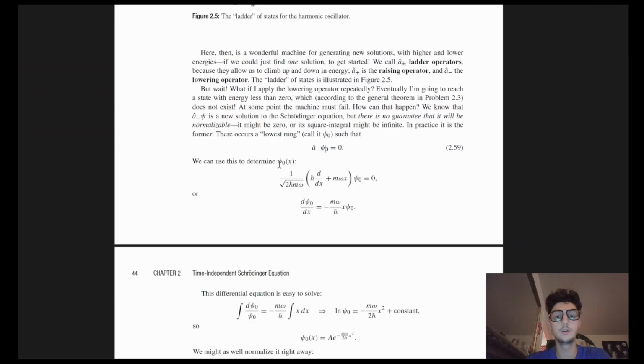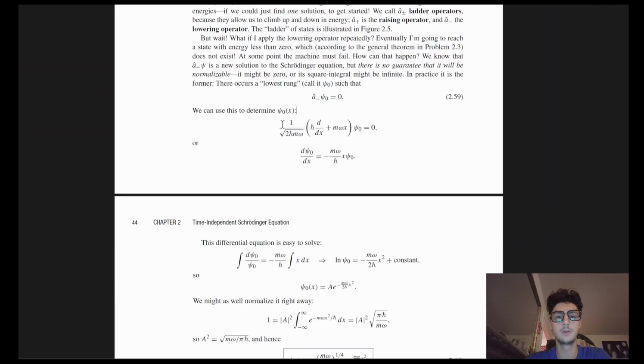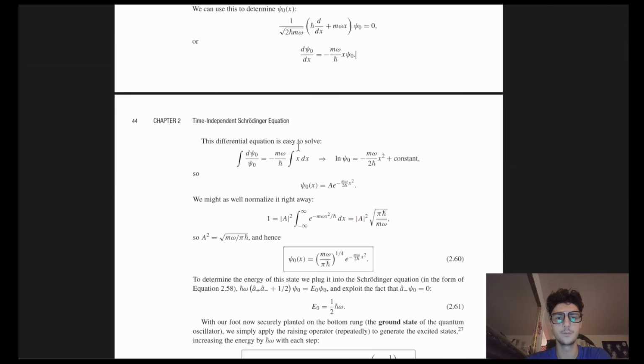We can use this to determine psi 0. That's awesome. So this is like a little deduction thing. We're going to use this to find what psi 0 is. Cool. So we basically apply the lowering operator on psi 0. We get 0. We move stuff around so that we get this differential equation. Then we can solve this differential equation. Easy to solve. Boom, he does the solution. Boom, some ln, some stuff, and we get an exponential.